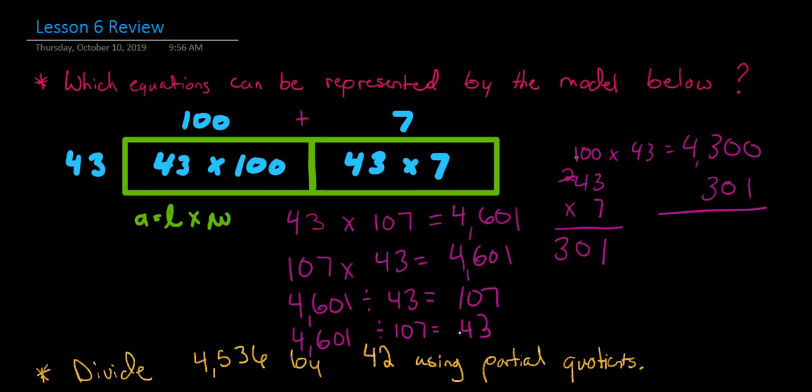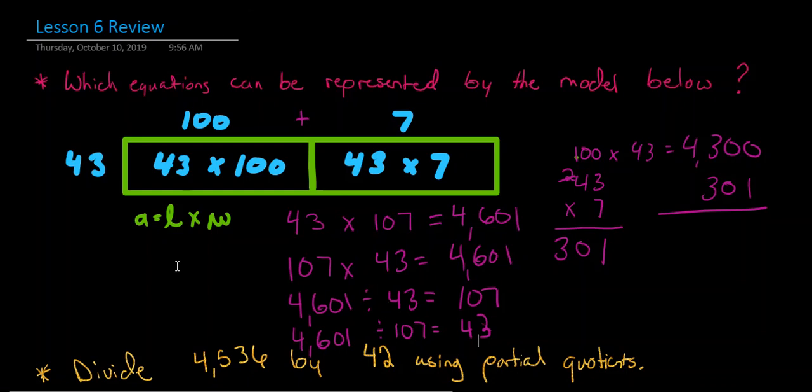All right, so those are the four equations that I could have represented out of that one area model. So if I had any of these four, those would be marked correct. I am promising you right now that is on your quiz tomorrow. So study that and look at that, okay? Remember, multiplication and division are inverse operations of each other.